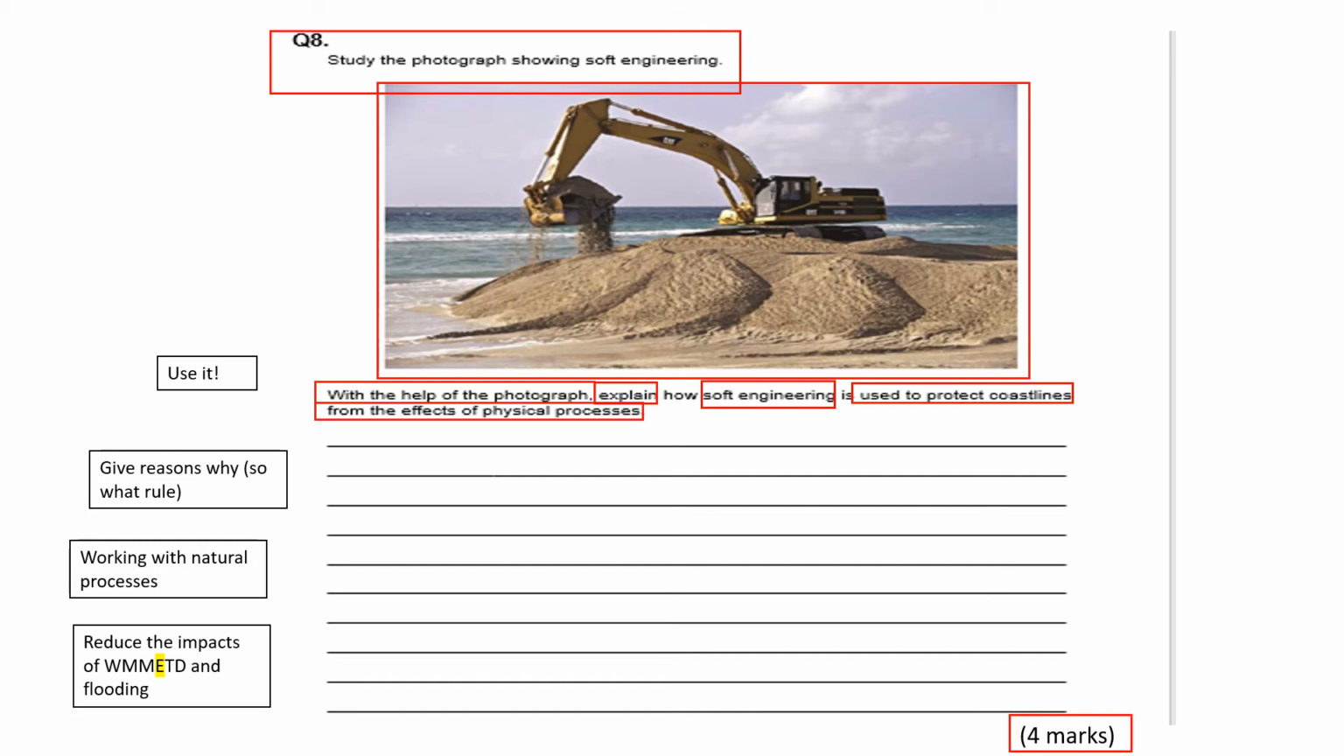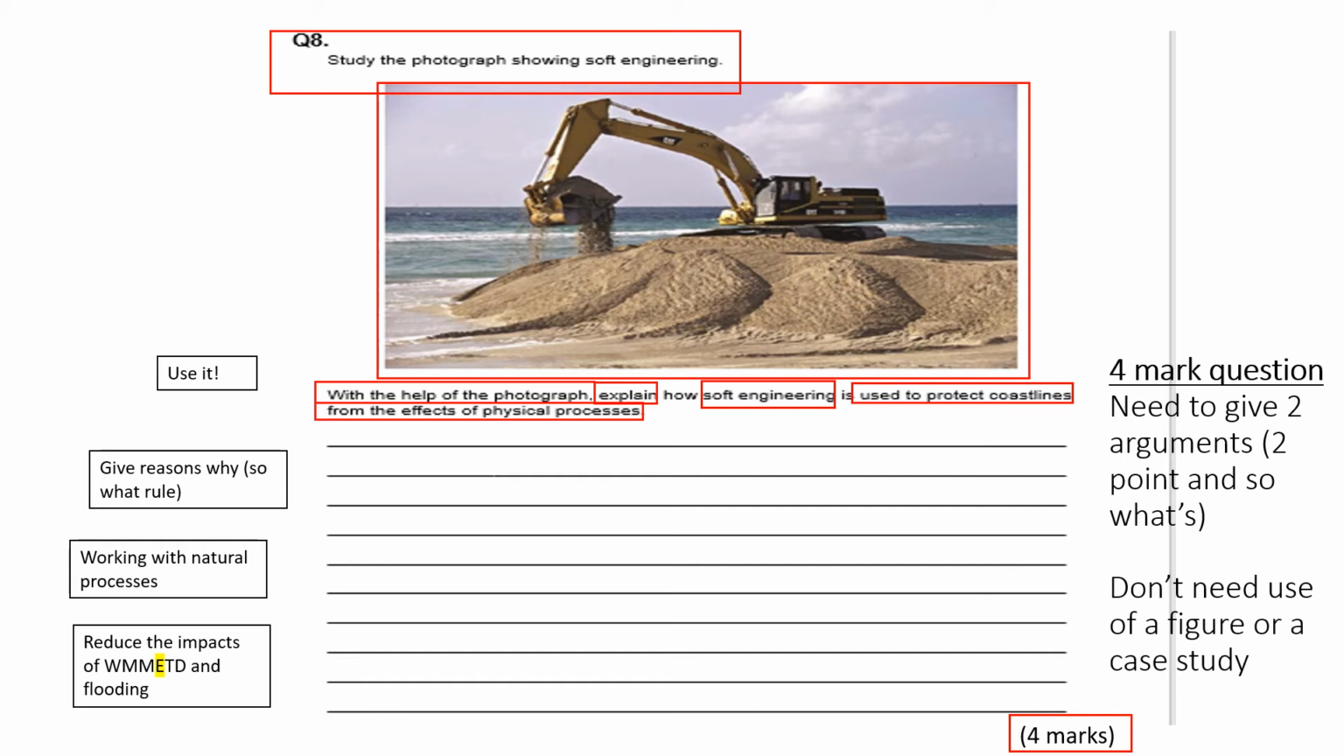This is a 4-mark question. A 4-mark question, you need to give 2 arguments, 2 points with some so whats for each of them, and you don't technically need to use a case study. In this case you do need to use a figure because the exam board has actually told you so. You need to use the photo, but you don't necessarily need to use a case study, but you by all means do. You're not going to lose any marks. We're talking about Par Beach here or Carlisle Bay, so don't feel, oh well, it's a 4-marker, I better not. No, absolutely throw it in because it will just evidence your point to make them easier to understand.